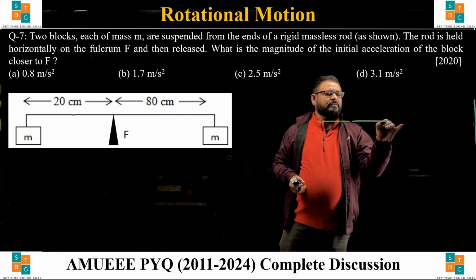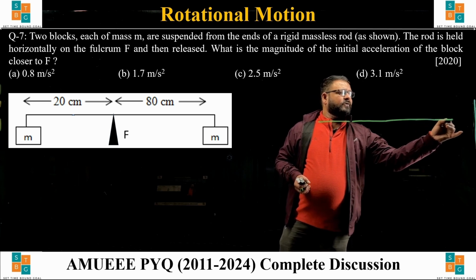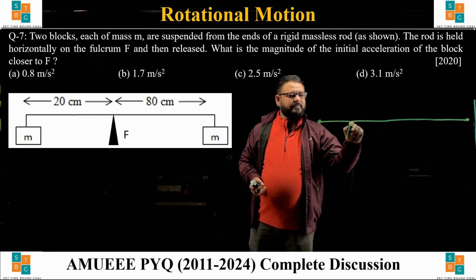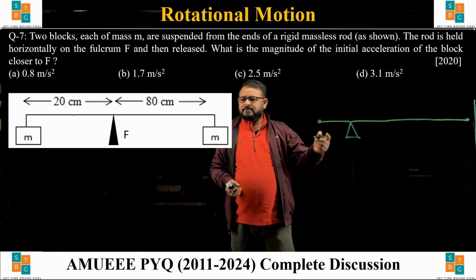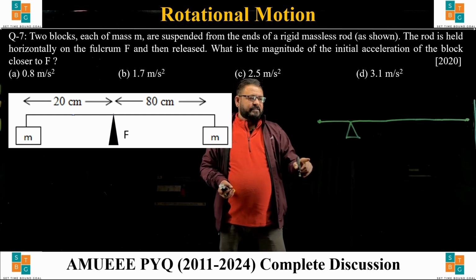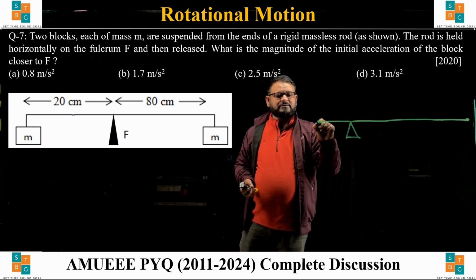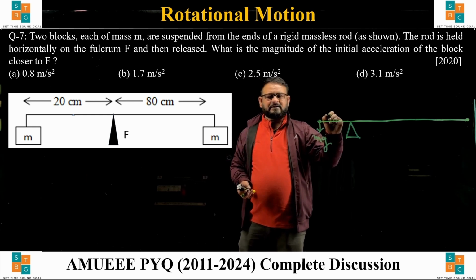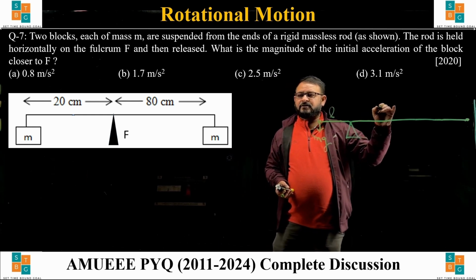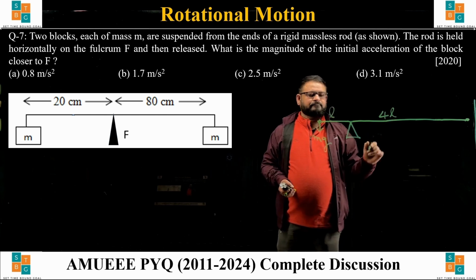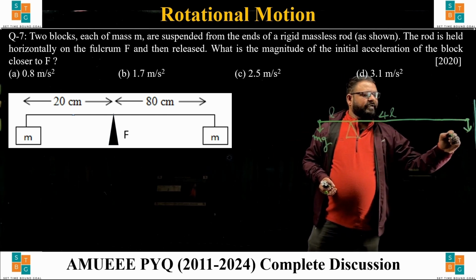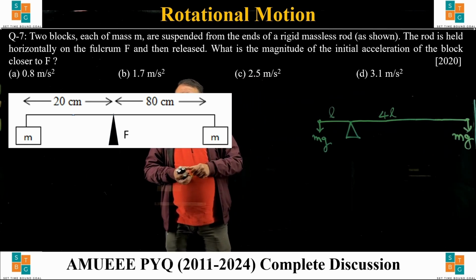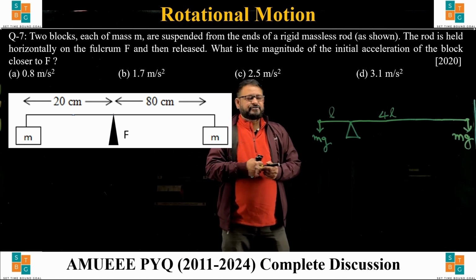This is L 1 2 3 4. Okay, this is the situation. यहाँ पे हमारा फल्क्रम है. Fulcrum is a point where it is held. Now this has weight mg and this length is L and this is 4L and this is down mg. Okay, तो इन्होंने पूछा है what is the magnitude of initial acceleration.